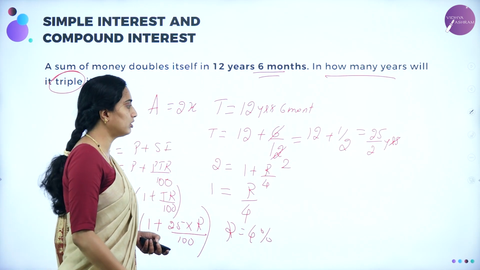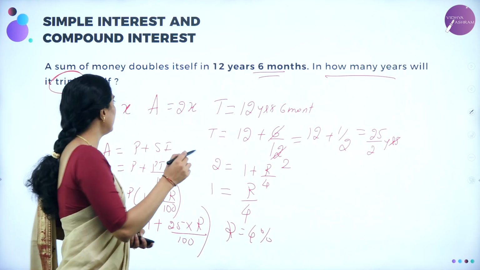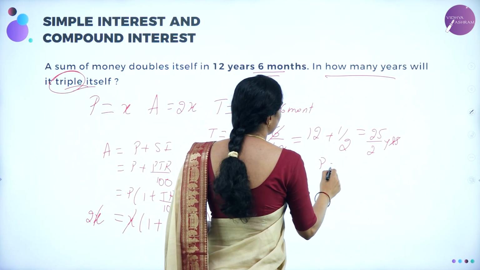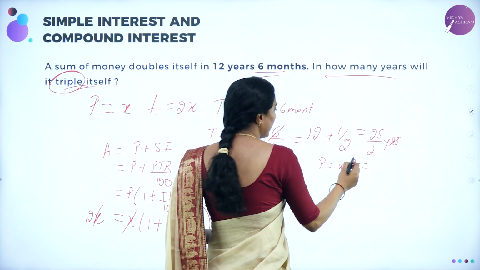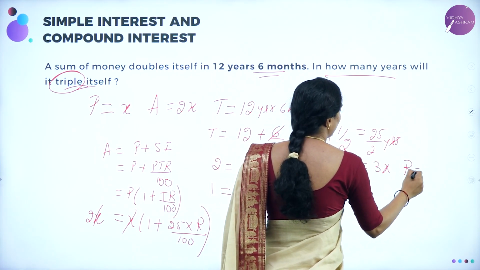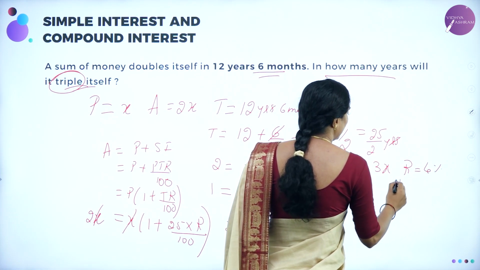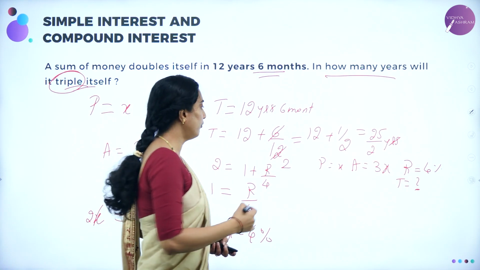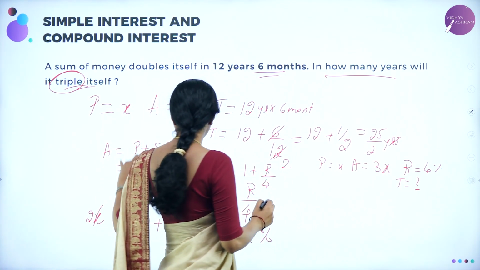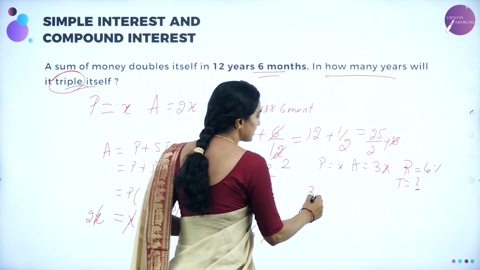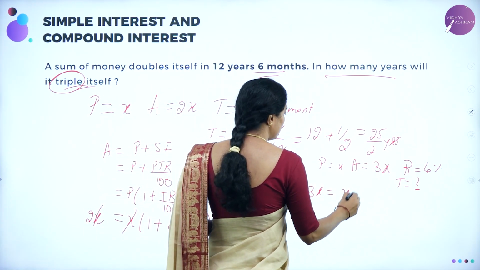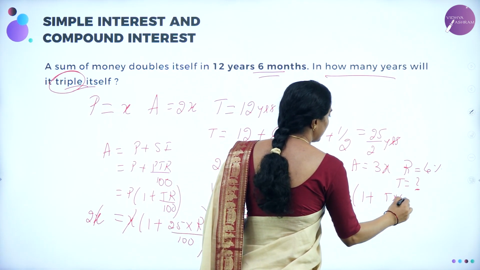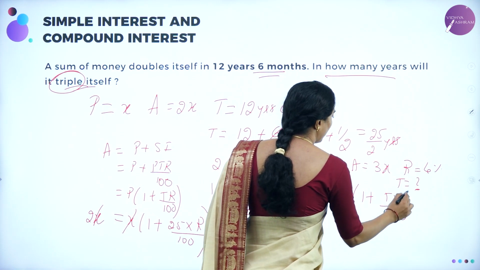Correct? Now by taking this r you are going to calculate for the triple itself. Triple means, let P be equal to x, A will be equal to 3x, and R will be equal to 4% and T we don't know. They have asked you to calculate the number of years when it triples. So therefore, same formula I am going to apply, that is 3x is equal to x into 1 plus TR. T we don't know. R is nothing but 4% divided by 100.